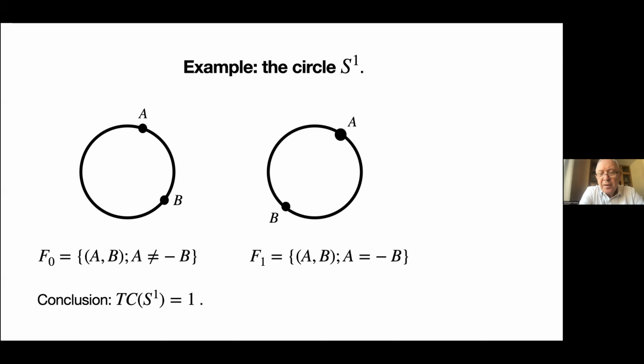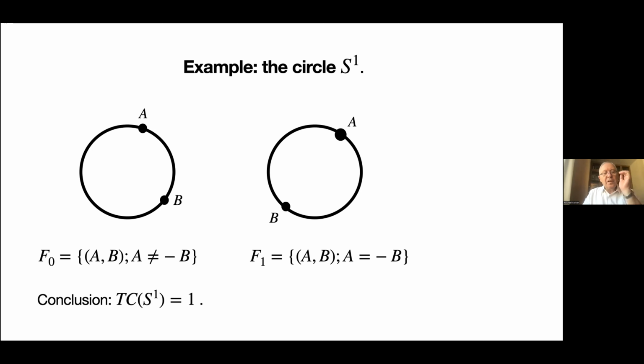And here we can define the algorithm of going from A to B as follows. We fix some orientation of the circle, and then we move from A to B in the positive direction along this geodesic arc of length pi.